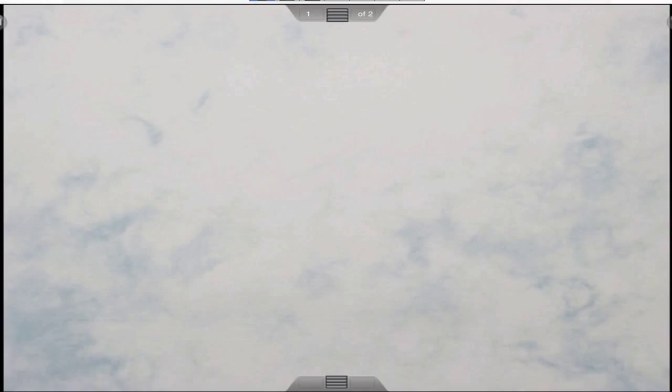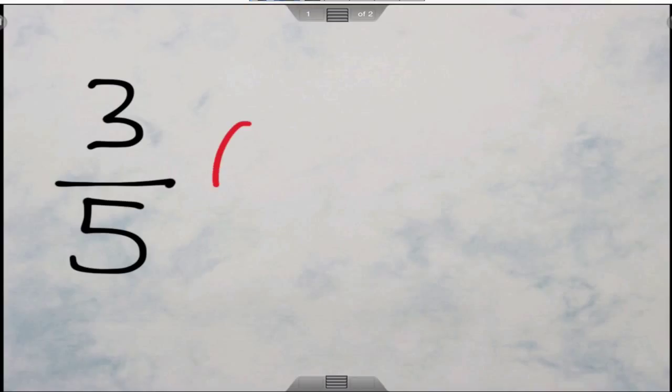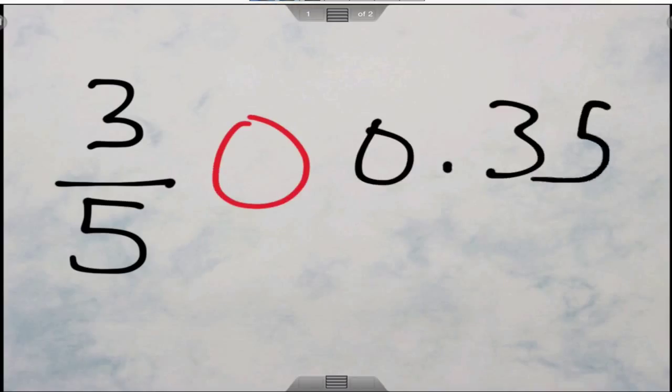Okay, let's try another one. This one I want you guys to try at home. Pause it after I write it, and then you can see if you have the right answer. So we have 3/5 versus 0.35. Okay, now pause, and then I'll show you how to do it.